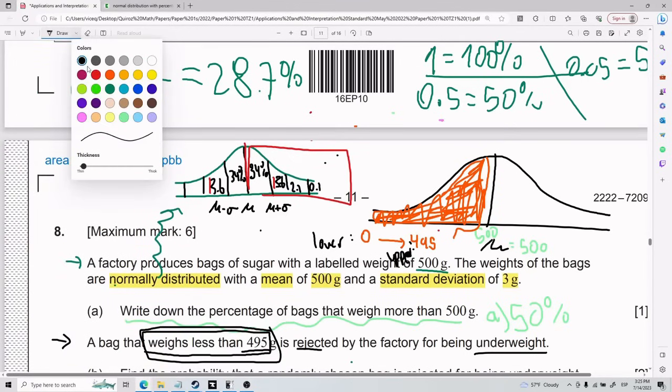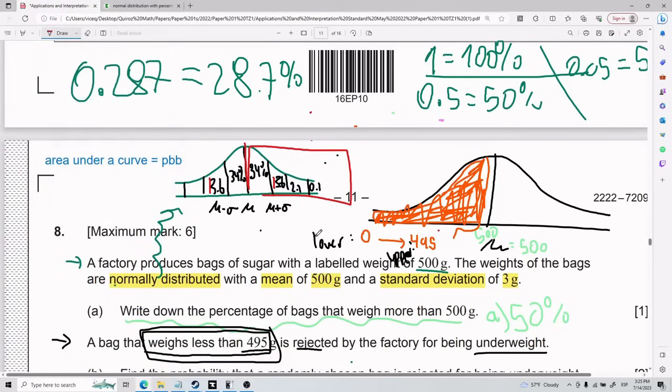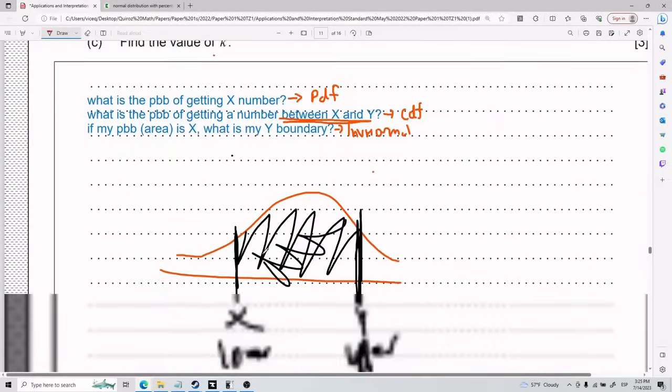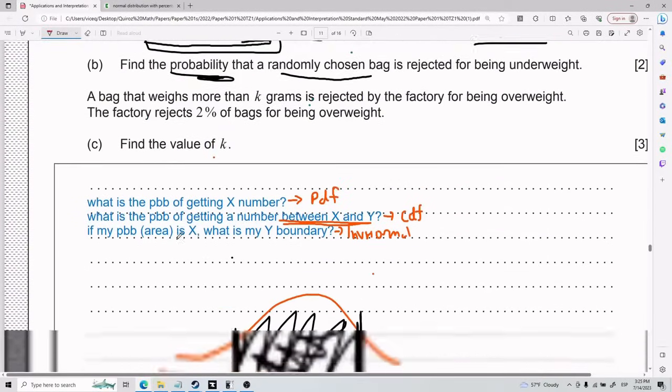How do I know that my standard deviation is 3? Context. Context matters. Buzzwords matter. What did I highlight initially? Mean is 500, standard deviation is 3. Go ahead and paste. There you go. So for part B, I'm going to put it down here.